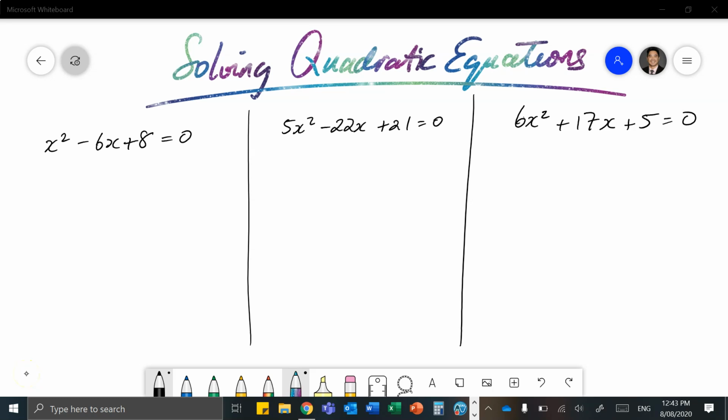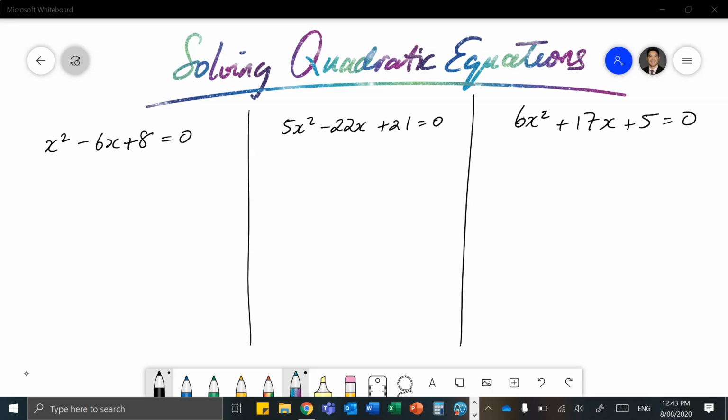Hey guys, welcome back. We're looking at solving quadratic equations. We've already visited some of this in a previous video, but this is going to be progressing into more non-monic expressions.